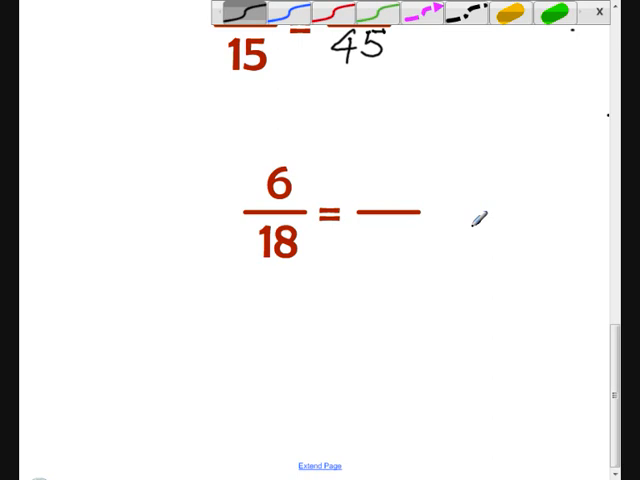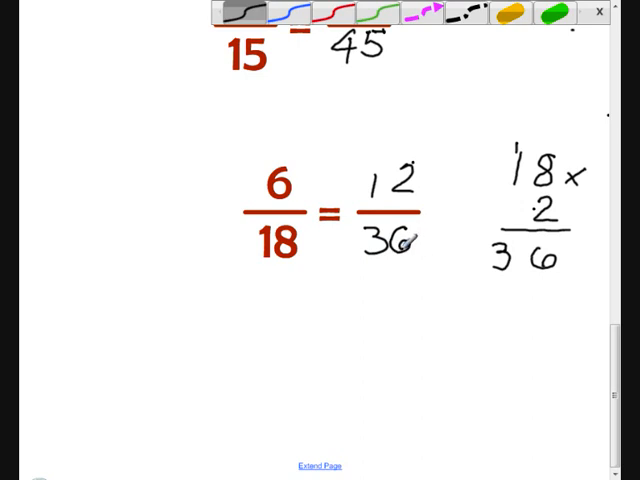Let's see. If we multiplied 6 times 2, we'd end up with 12. And if we multiplied 18 by 2, let's go back to our multiplication video. 18 times 2 equals, 2 times 8 is 16. I'll put the 6 down here and carry the 1. 2 times 1 is 2, plus 1 is 3. Well, that answer is 36. So 36 is the number that goes at the bottom of my fraction. And 12/36 is an equivalent fraction to 6/18.